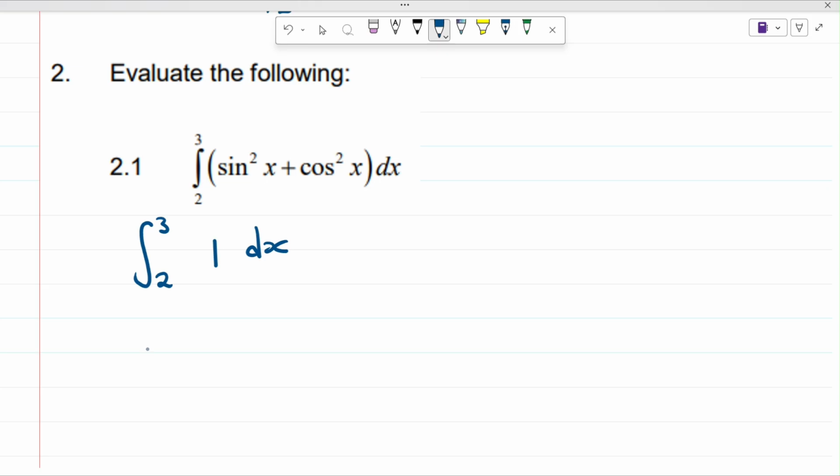And then we integrate this. It is just going to be x. The integral of this is just going to be x. We put our limits 3, 2. And then I substitute my limits, it is going to be 3 minus 2, which is equivalent to just 1. And then tada, you have your answer.